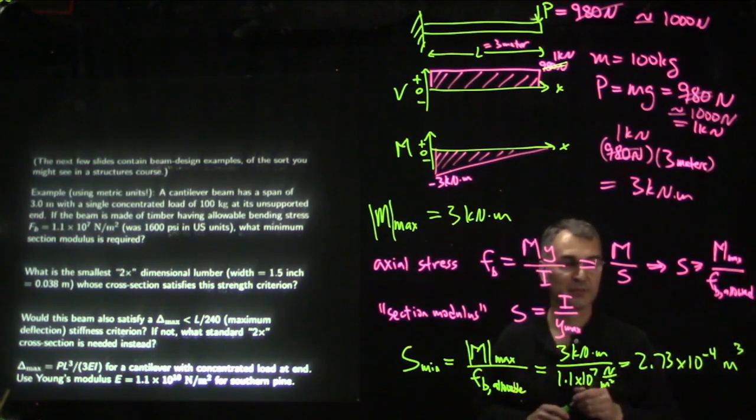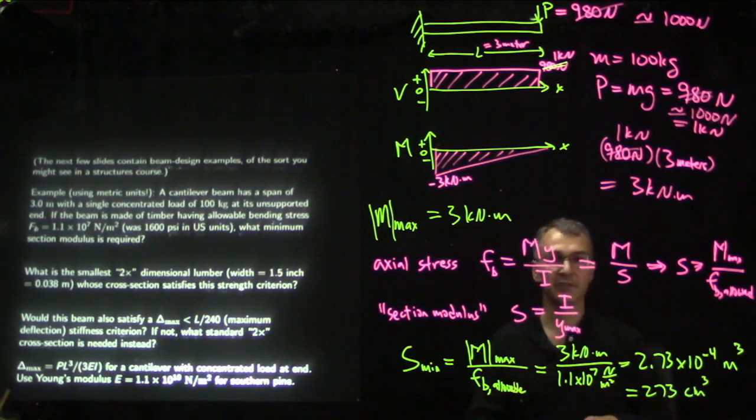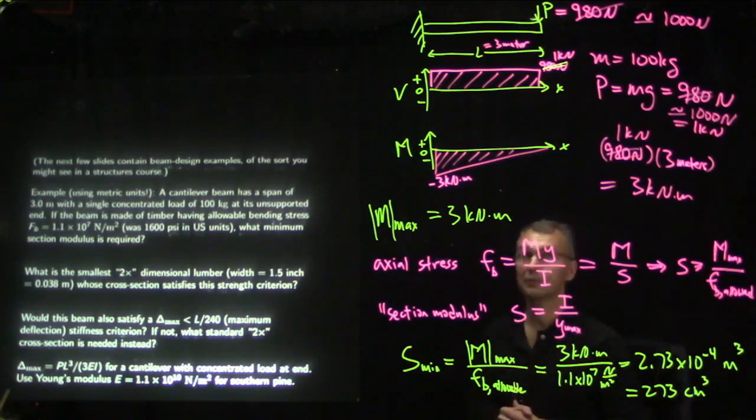Now meters cubed is kind of crazy because we're talking about something that's the dimension of a beam cross section. So that turns out to be 273 centimeters cubed, which is a little more convenient. So I think we need to find a 2-by whose section modulus is at least 273 cubic centimeters in order not to put too much axial strain on the fibers of the beam.